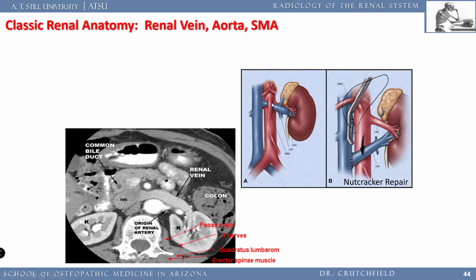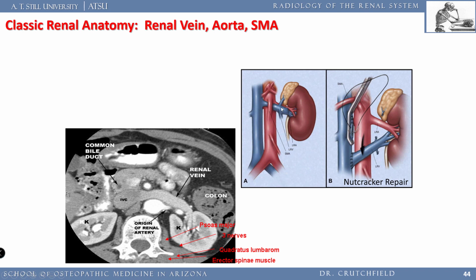Sometimes the SMA pinches the left renal vein, and it causes a mild obstruction in the left renal vein. We call that nutcracker syndrome. I have never seen a case of it that I know of. I'm not sure I would have recognized it on CAT scan if I'd seen it. But anyways, it's a surgical repair to fix it.